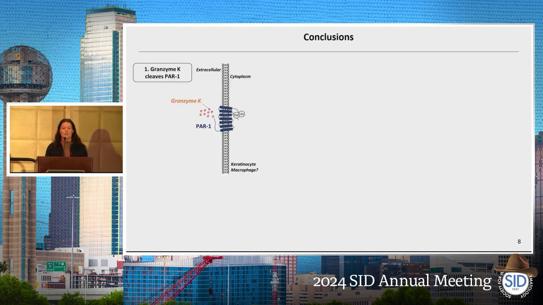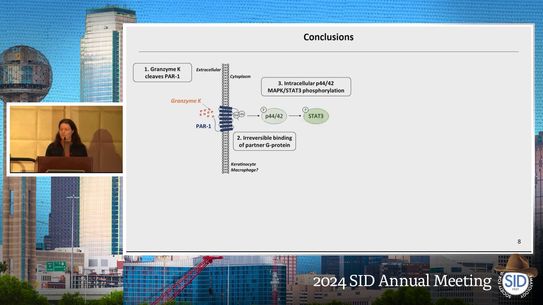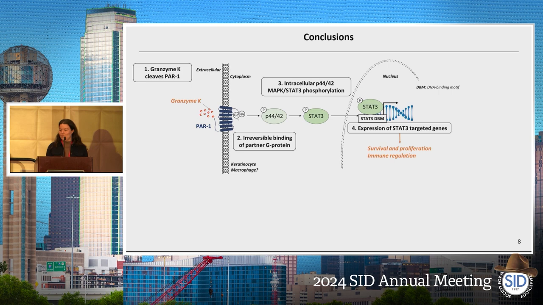So in summary, we know that Granzyme K can cleave and activate PAR1 on the cell surface. And this results in irreversible binding of the G partner protein, which leads to successive downstream signaling events. In the context of keratinocytes, we've been able to show that Granzyme K can phosphorylate the MAP kinase P44/42 and successive STAT3. STAT3 being a transcription factor which has implications in psoriasis, particularly in the survival and proliferation of keratinocytes, as well as immune regulation.